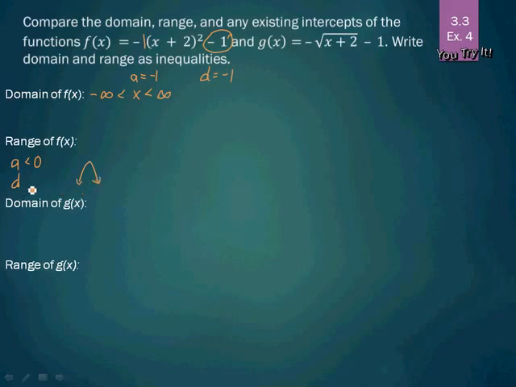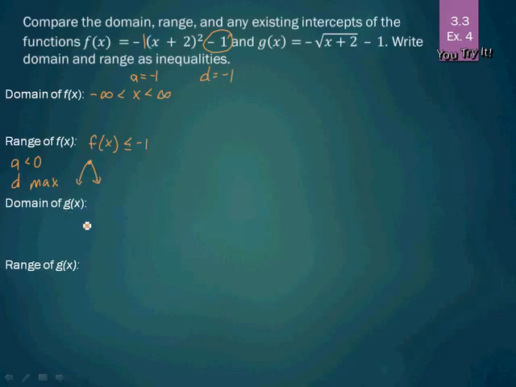And then d tells us basically whether it's a maximum or a minimum. So negative 1 is actually our maximum here. Now we know that f of x is going to start at negative 1 and get smaller, so we can write that as f of x is less than or equal to negative 1.